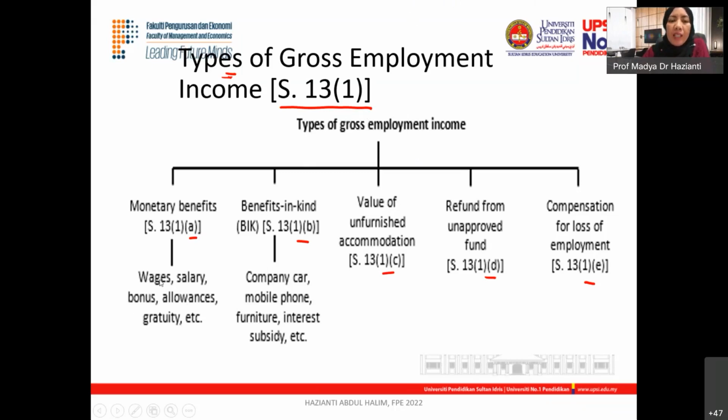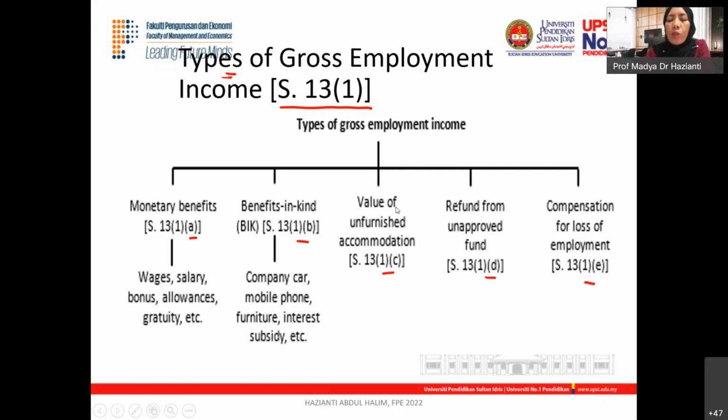Alright, so 13(1)(a), this is all the benefits that you get from the employment in monetary terms. Right? In some employment, you only get salary in the form of cash. Wages, salary, bonus, allowance, gratuity, all monetary. In some cases, on top of this monetary, you can get benefits in kind. We call it benefits in kind. Company car, mobile phone, furniture, interest subsidy, etc.